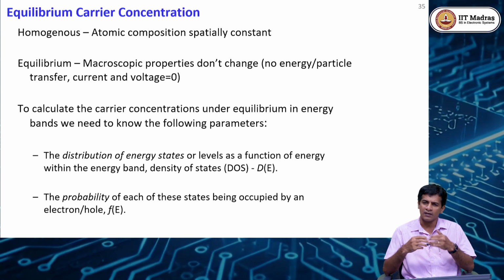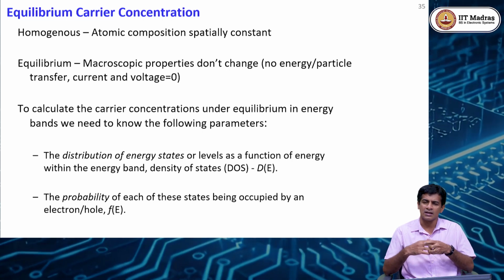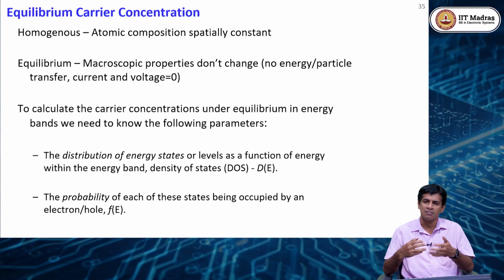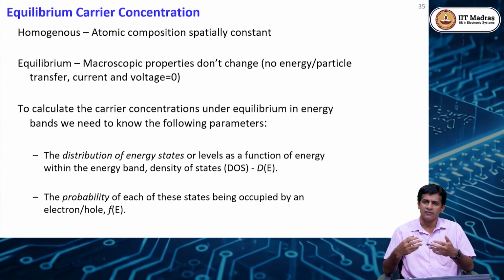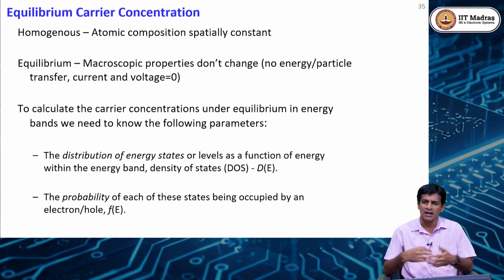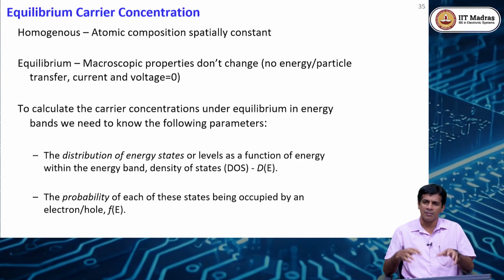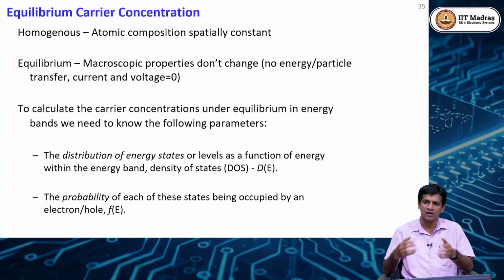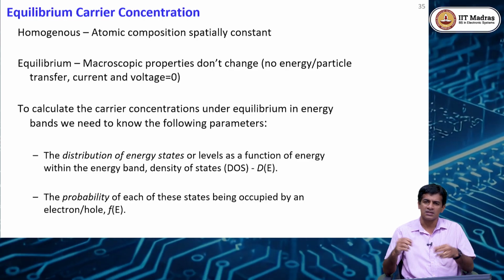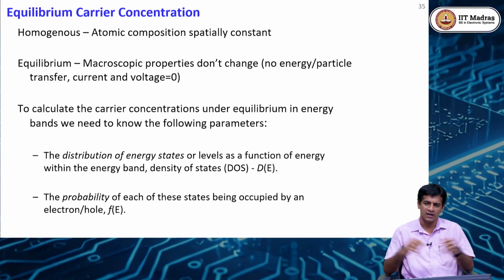We went through the different postulates of quantum mechanics, and then we solved the Schrodinger equation in some simple cases, like the infinite potential well, the finite potential well, and the tunneling barrier. Then having understood all those things, we come to solids, the crystalline solids, where the atoms are arranged in a periodic fashion.